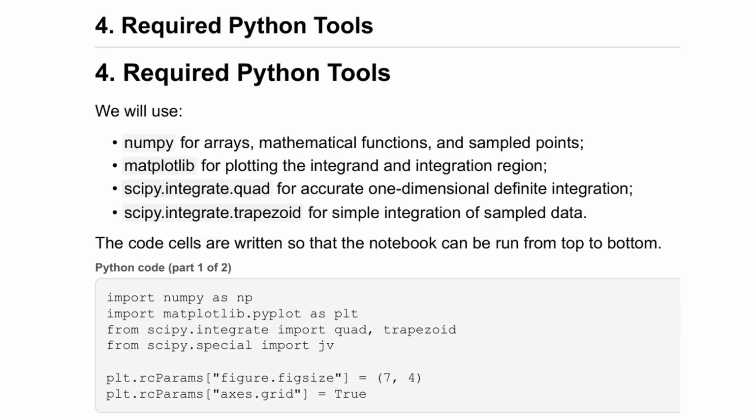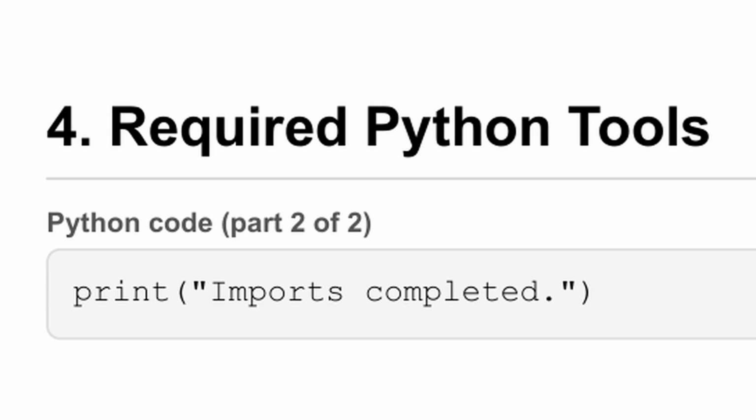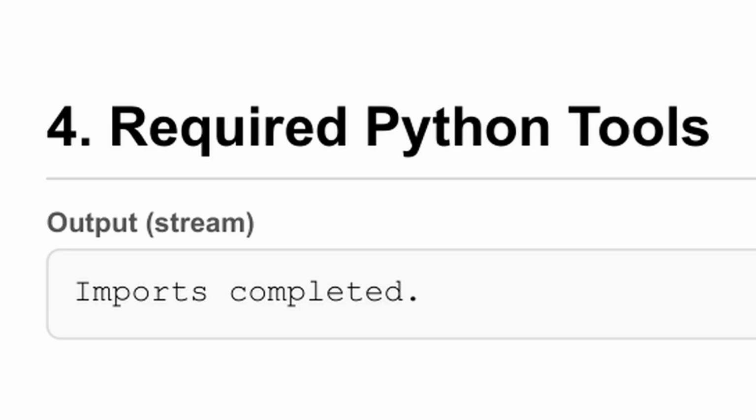To perform these calculations in Python, we will rely on NumPy for array manipulation and mathematical functions, alongside matplotlib for visualizing our integrands and integration regions. We will also import two specific integration tools from the SciPy library. We will use the quad function for highly accurate one-dimensional definite integration, and the trapezoid function for handling discrete, sampled data. Running these imports prepares our environment, giving us access to the numerical solvers and plot settings we need for the rest of the lecture.